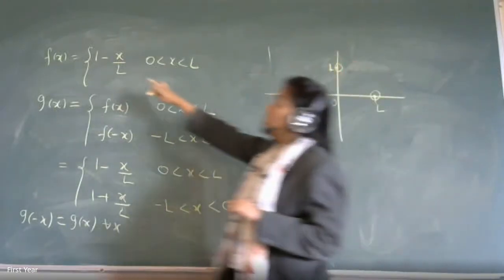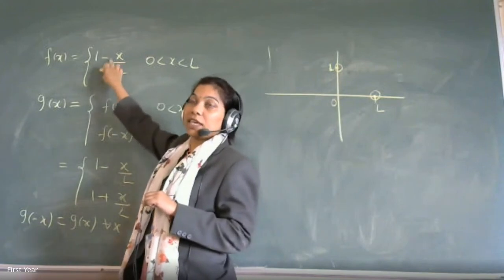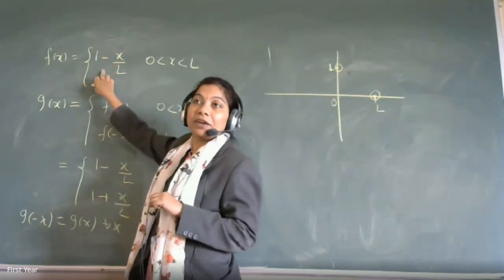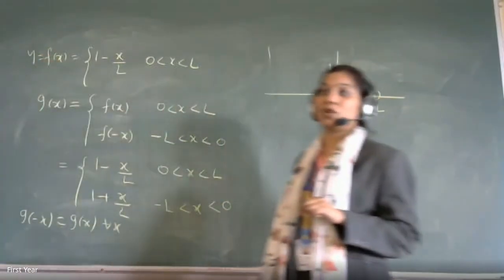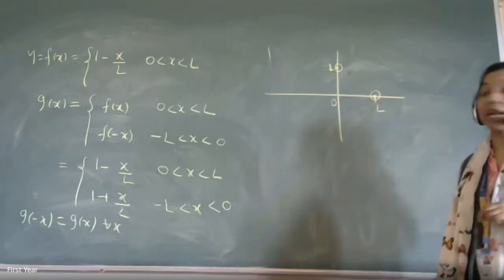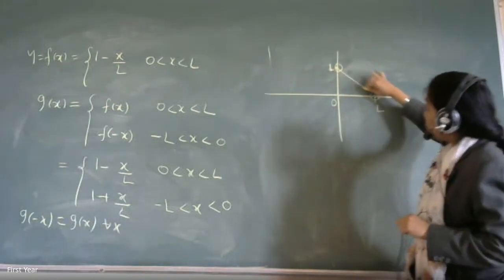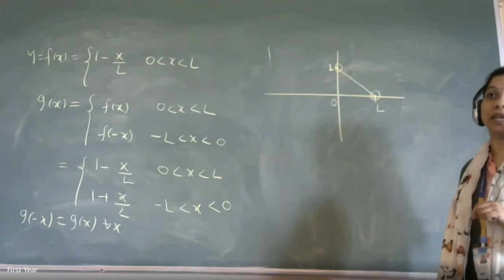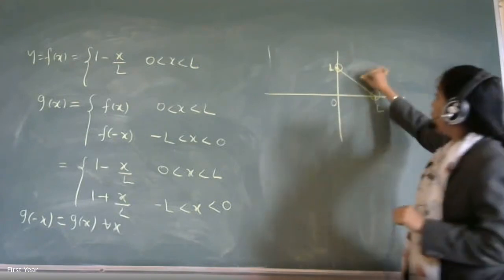What type of function is this? Linear function. The power of x is 1. So it's a straight line. Y is equal to 1 minus x by n. So it is of the type y is equal to mx plus c. So it is a straight line. If you know 2 points on the straight line, you can join the line like this. Is this okay? This is your f of x.